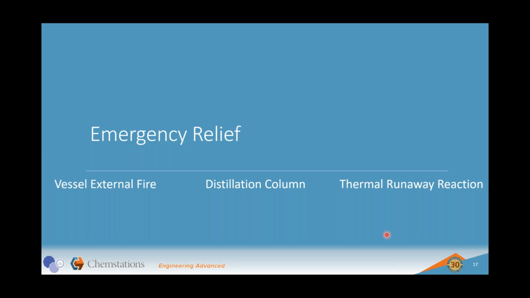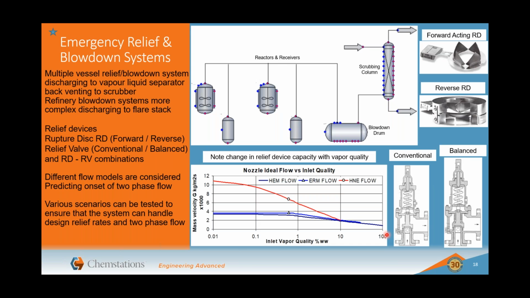A case of external fire, distillation column, and a thermal runaway reaction. This slide you can look at when you get the recording of this, but I'm just trying to show you a general one for a pharmaceutical plant where you have several reactors, receivers, a blowdown tank, maybe a scrubber, and the different types that the ChemCAD sizing system can use. We've got rupture discs, balanced relief valves, conventional relief valves, and there's a little note about the homogeneous equilibrium model, the HEM model. So really that's just a little introduction to the subject, but as you all know, it's a big topic.